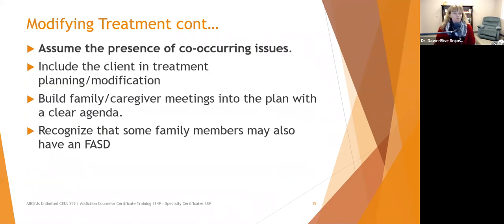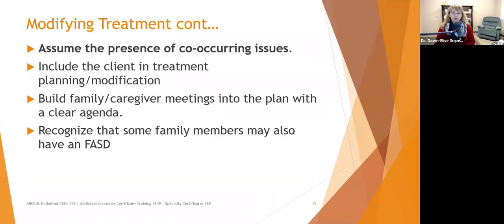When you're working with a person with an FASD, assume the presence of co-occurring issues. Assume that there is probably going to be some anxiety or depression or bipolar disorder or substance abuse in there at some point or another. Include the client in treatment planning and modification, just as you would include the client any other time. Now, obviously, a 4-year-old isn't going to be able to participate the same way that a 14 or a 24-year-old would, but we do want to include the client in treatment planning.